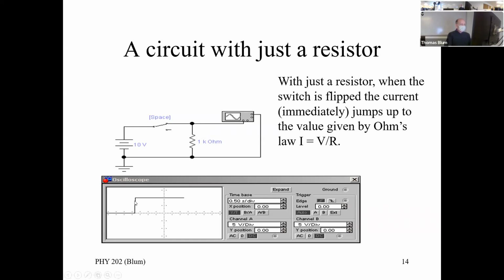So it just blipped right up here. I had no current, I flipped the switch, and then I have current. And I'm going to bring in an inductor next, and what an inductor is going to do is sort of slow down that change. Not prevent the change, but slow down the change.